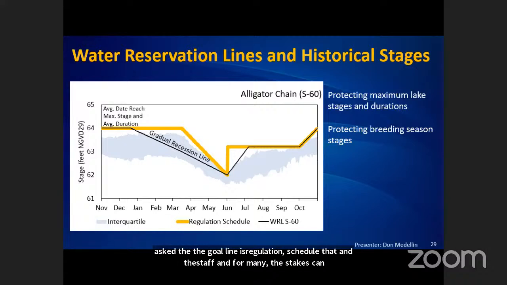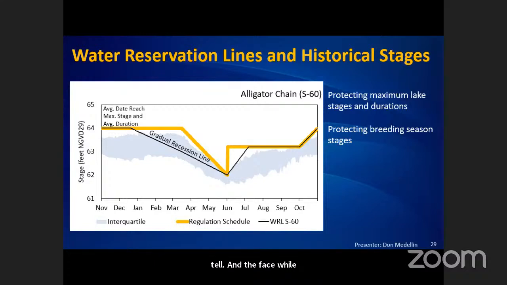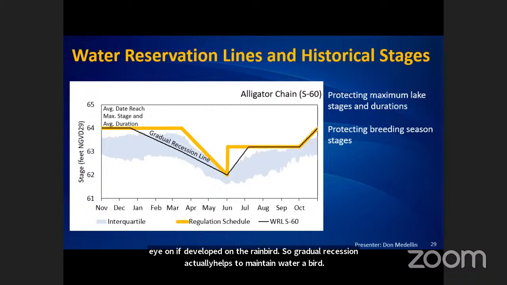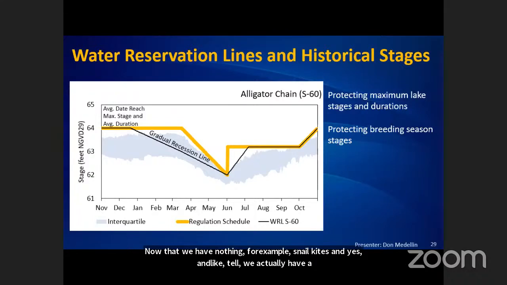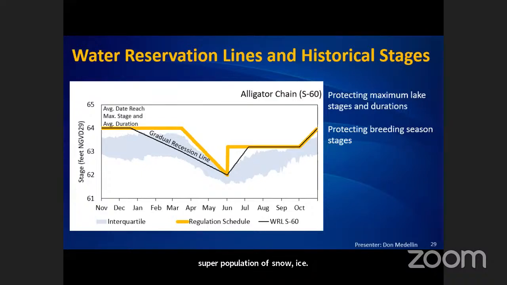So the gradual recession actually helps to maintain water under many of the birds' nests that we have nesting. For example, snail kites in East Lake Toho and Lake Toho, we actually have a super population of snail kites. And during the peak breeding season, it's very important that those areas underneath the nest are inundated to prevent predation of those species in the nest.